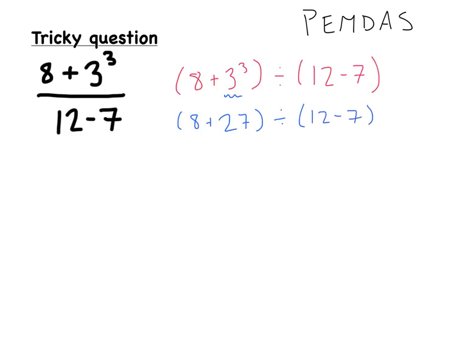So now we have two parentheses. So let's solve the first one first. So 8 plus 27 is equal to 35. Bring everything else down.